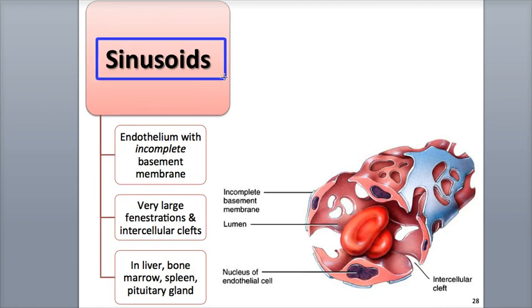The sinusoids have a larger diameter than the other two capillaries and have very large fenestrations. Their basement membranes are incomplete or lacking and have wider intercellular clefts. These larger spaces allow bigger molecules like proteins and also blood cells to move from tissues into the blood. Sinusoids are found in the red bone marrow, the liver, the spleen, the parathyroid gland, adrenal gland, and the anterior pituitary gland.